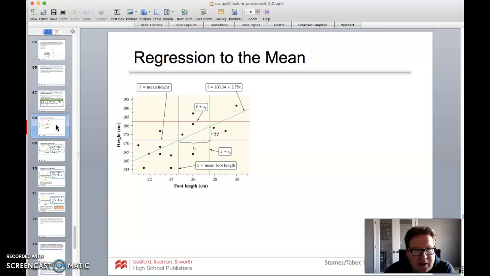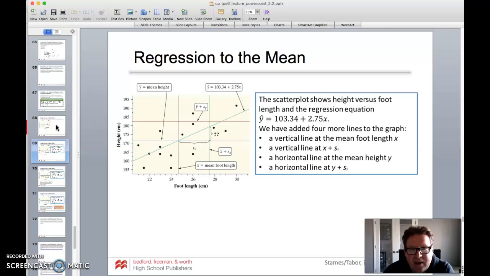All right, so again, as we look at this picture, we have some different things drawn as far as foot length to height, and we assume there's a pretty strong correlation between them. The scatter plot shows the regression equation that we have here, and we've added 4 more lines to the graph. We have a vertical line at the mean foot length x̄, a little over 24, getting close to 25, a vertical line at x̄ plus the standard deviation. That's that line right here. And then a horizontal line at the mean y height. There it is right there.